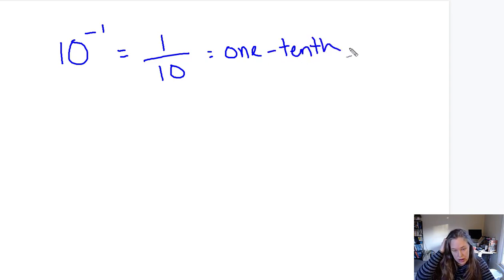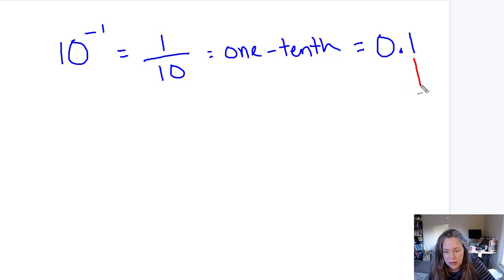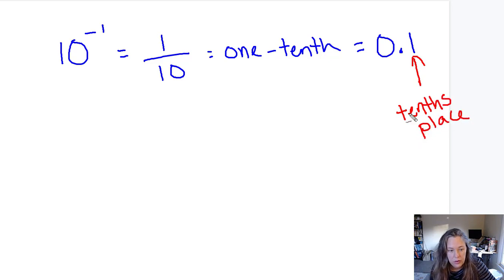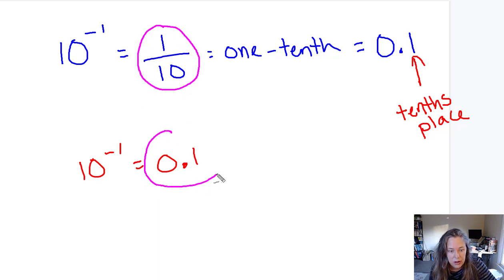And if you remember how to convert that into a decimal, you divide the top by the bottom. If you did that on a calculator, you would get 0.1. This is known as 1/10 because this is the tenths place. So another way to say 10 to the negative 1 is that this here is 10 to the negative 1 as a fraction, and this is 10 to the negative 1 as a decimal.